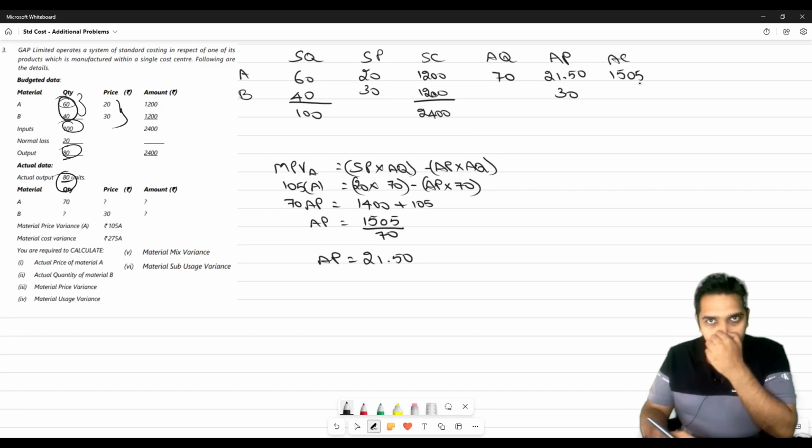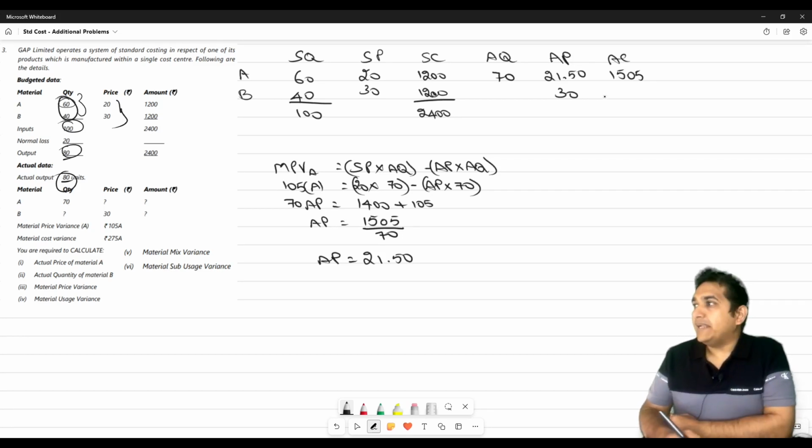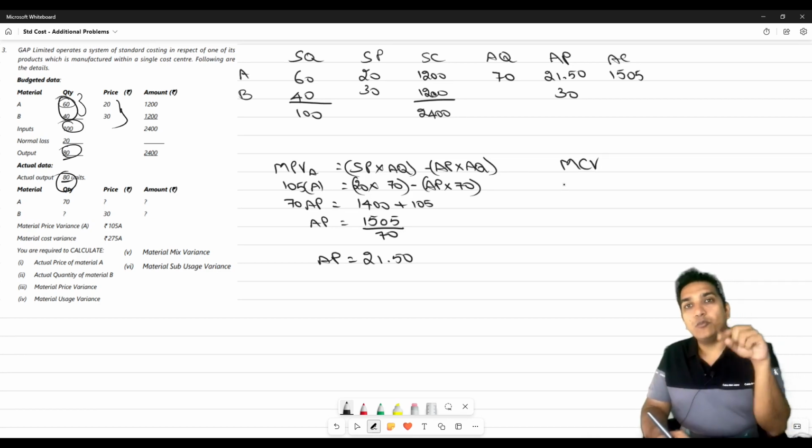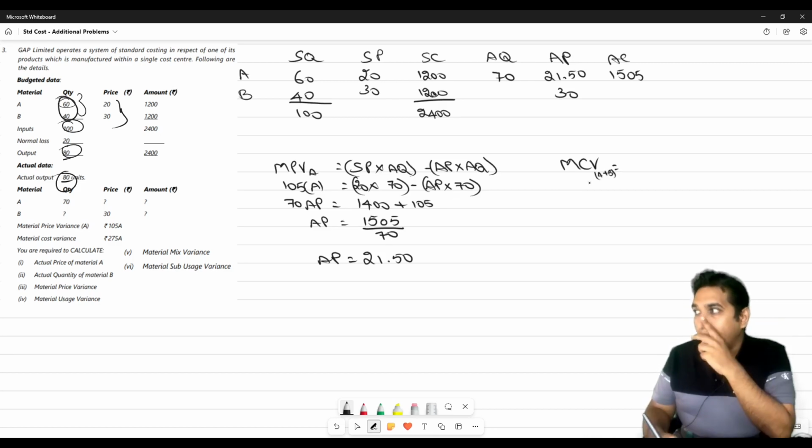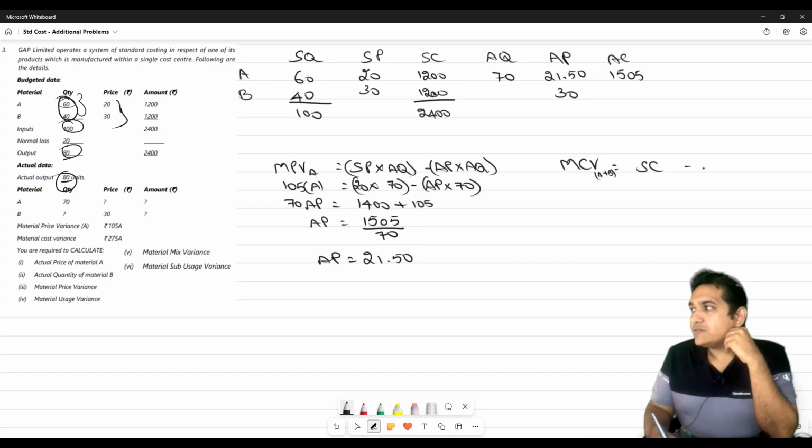1505, right? So next in the question, they have given us material cost variance for both A and B. This is A plus B, let's say. What is the formula for material cost variance? It is standard cost minus actual cost. So 275 adverse is equal to, how much is the standard cost?